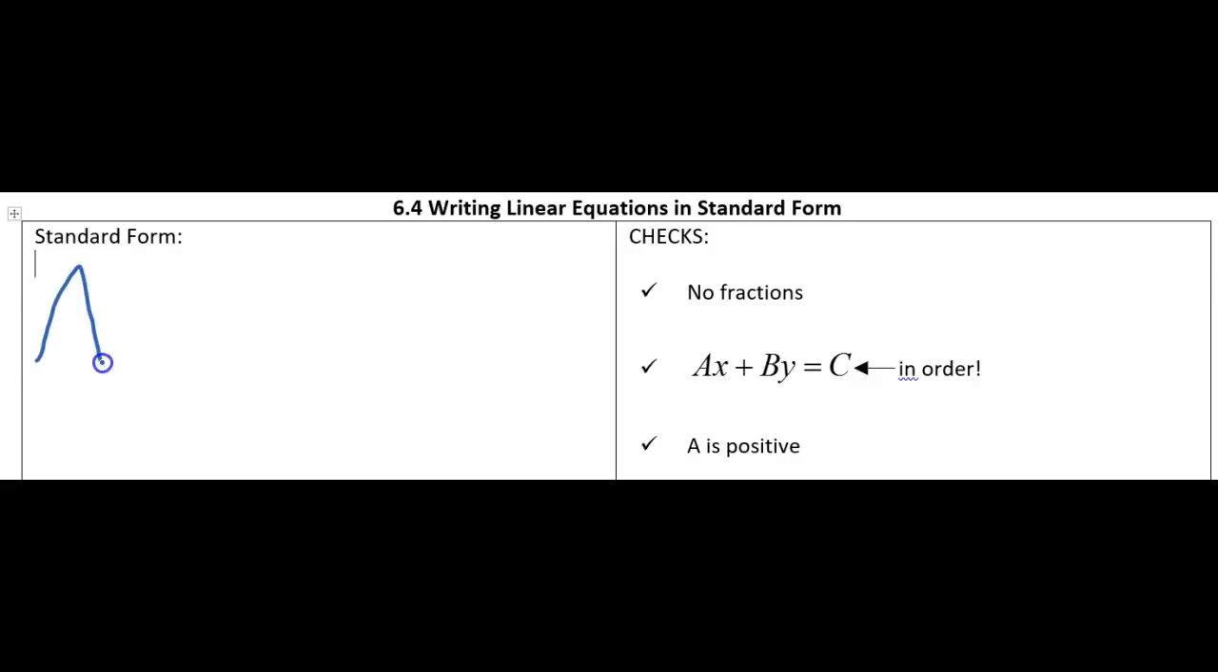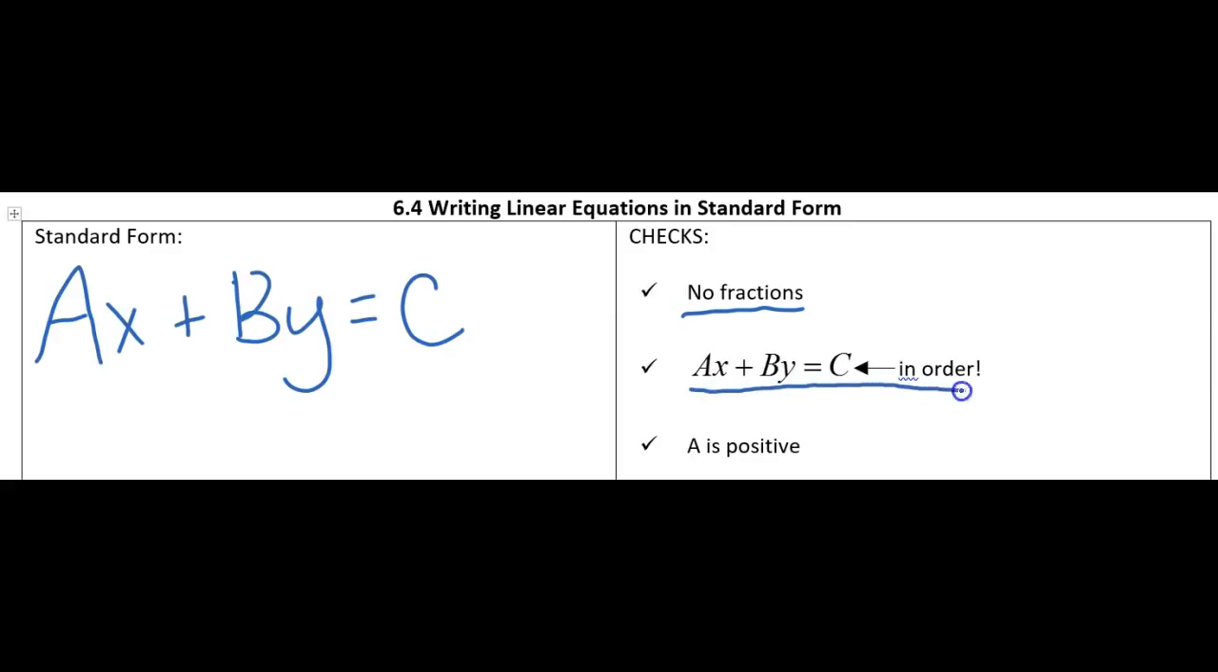Standard form is ax plus by equals c. Now, the checks that we have to make sure our standard form is in the correct format is that we need to make sure there are no fractions in our equation. So a, b, and c, which are represented by numbers, cannot be fractions in its final form. Now, the second thing is I need to make sure that ax plus by is in this order. The third thing we need to always make sure is that our a term is positive.